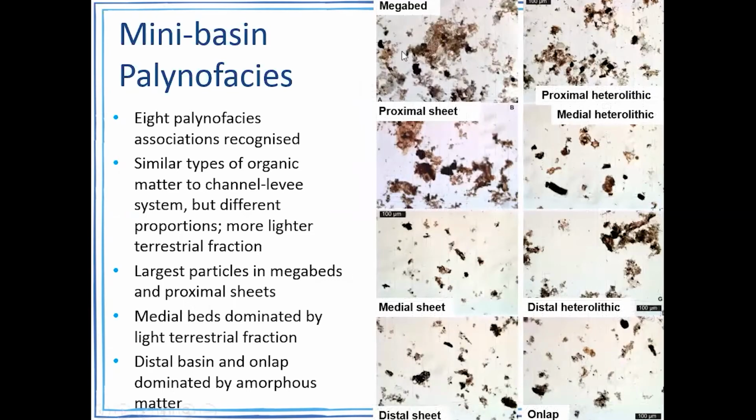To look at that visually, what we see in the proximal sheet deposits and the megabeds is the largest and densest particles being preserved, and a transition to the lighter terrestrial fraction as we move more distally into the basin, where it becomes dominated by the lighter terrestrial fraction. Whereas the distal heterolithics and the on-lap deposits show a much greater proportion of marine matter, likely as the flows again became diluted and mixed with the ambient material that was in the basin.